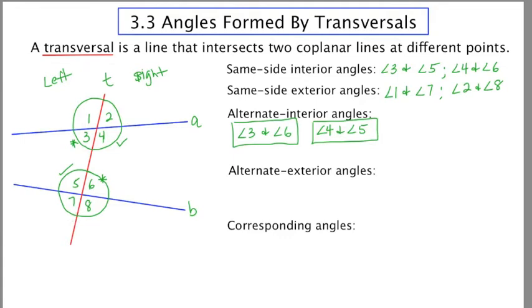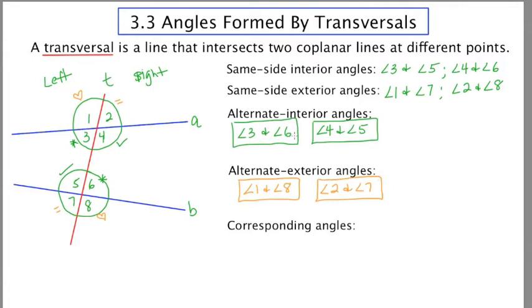So I'll switch the colors up, and we'll start with angle 1. Angle 1 is in an exterior region, and it's on the left. So now I'm going to pick something from this cluster that's on the right and also in the exterior region, and that only leaves us one option, and that's angle 8. So angle 1 and angle 8, alternate exterior angles. And if I go over here and put an equal sign, angle 2 is in an exterior region. It's on the right side. So from down here, exterior region on the left side leaves us with, you guessed it, angle 7. So angle 2 and angle 7.